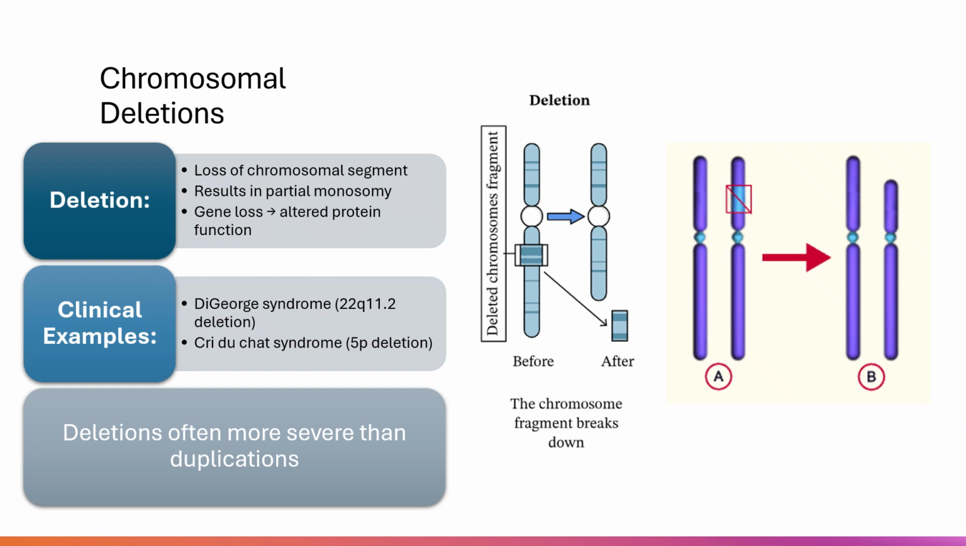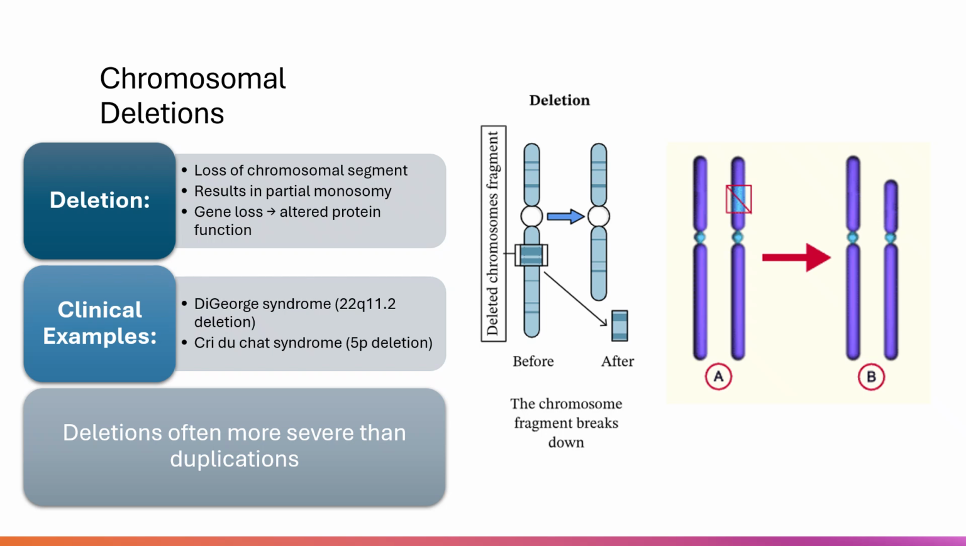22q11.2 deletion and Cri-du-Chat syndrome from 5p deletion. Each presents with characteristic features that help us recognize them clinically. The distinctive high-pitched cry in Cri-du-Chat results from laryngeal abnormalities caused by the specific genes lost in that deletion. These recognizable patterns allow us to anticipate needed evaluations and interventions from the moment of admission.